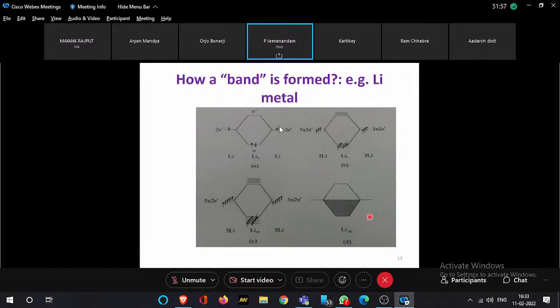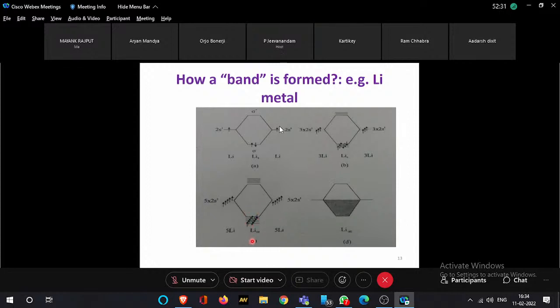Now the question is, what is the band? The energy levels are so closely spaced. So instead of calling it a discrete energy level, you start calling it a band. You see here, the left side, you don't call it a band. In other words, for a Li-10 molecule made out of 10 lithium atoms, you don't have a band structure there. You have discrete energy levels and you are filling the electrons.